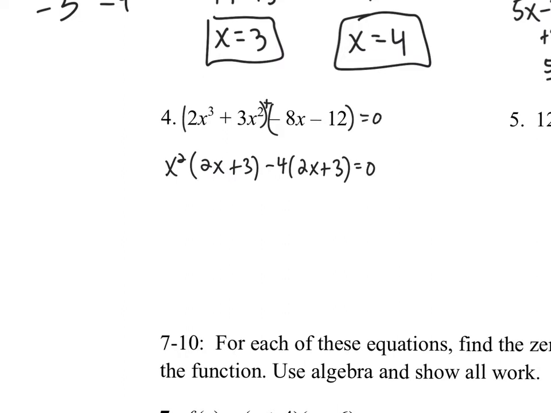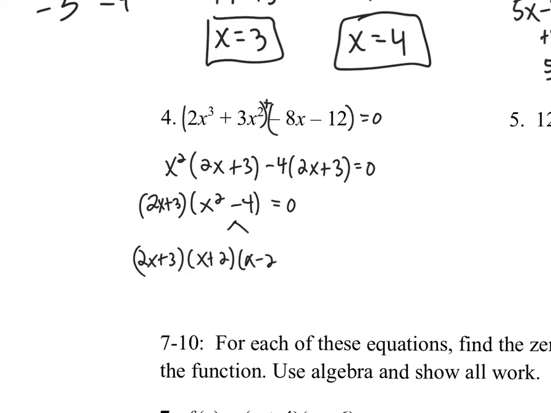And for all these, we're setting them equal to 0. So then I can pull out that 2x plus 3. And what's left is x squared minus 4. And then I can actually factor x squared minus 4 into x plus 2, x minus 2. All right, so then I set each of those equal to 0.